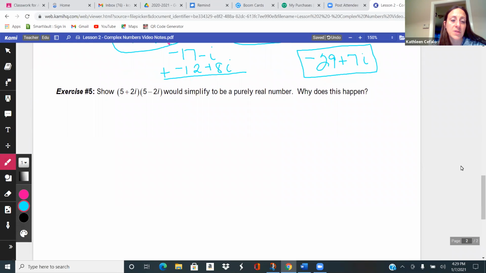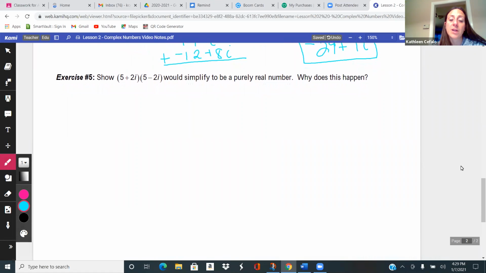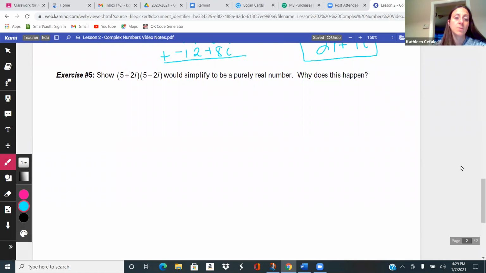So it says show 5 plus 2i times 5 minus 2i would simplify to be a purely real number. All right, so we're going to do that foiling again. So 5 times 5, I get 25. My outside terms, 5 times negative 2i is negative 10i. My inside terms would get me a positive 10i. And my last terms would get me a negative 4i squared. So notice this middle part right here, positive 10i, negative 10i, that's going to reduce out. So now I'm left with 25.